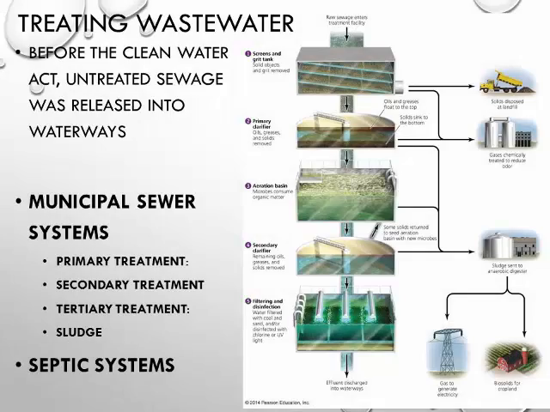Now let us examine how we treat wastewater. Before the Clean Water Act, untreated sewage was released into waterways. This caused oxygen depletion and contamination. In populated areas, municipal sewer systems carry wastewater to wastewater treatment plants. Once there, the raw sewage first goes through primary treatment to remove suspended solids. Primary treatment is accomplished by running the wastewater through a series of progressively smaller screens.